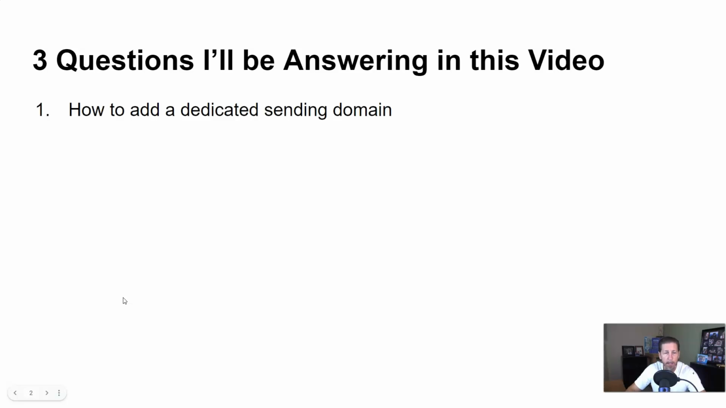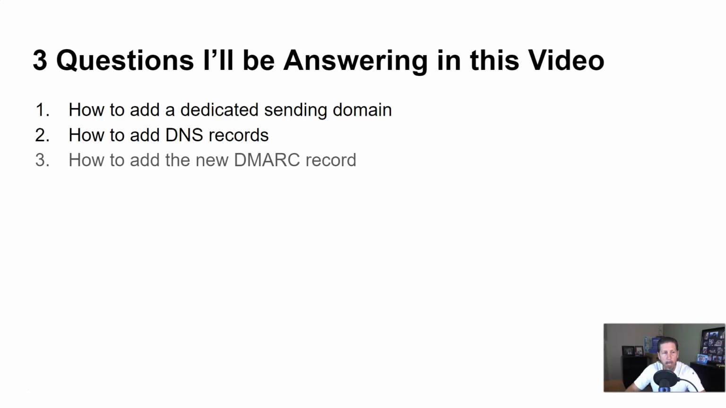Number one, how to add a dedicated sending domain inside of HighLevel. Number two, how to add DNS records to your registrar where your domain is located. Number three, how to add the new DMARC record that HighLevel includes that is also necessary to authenticate.